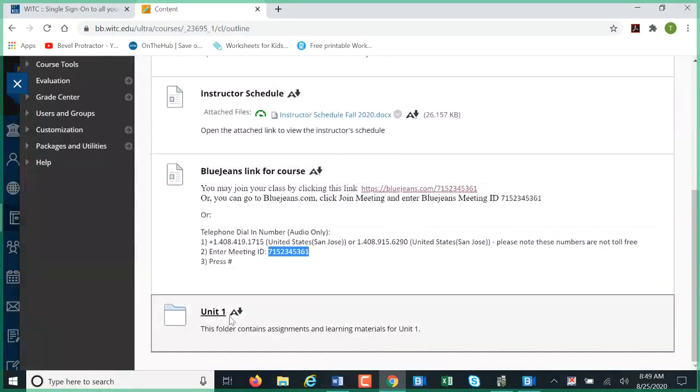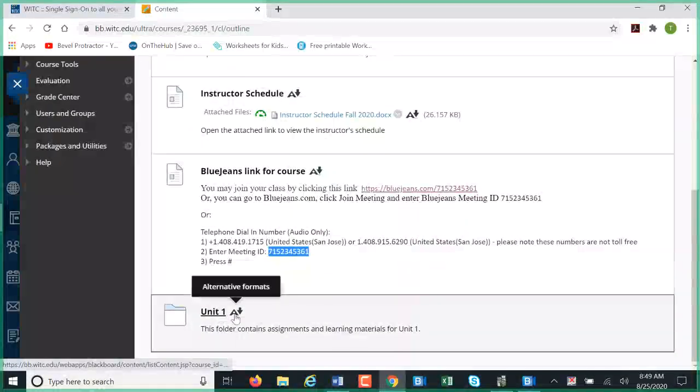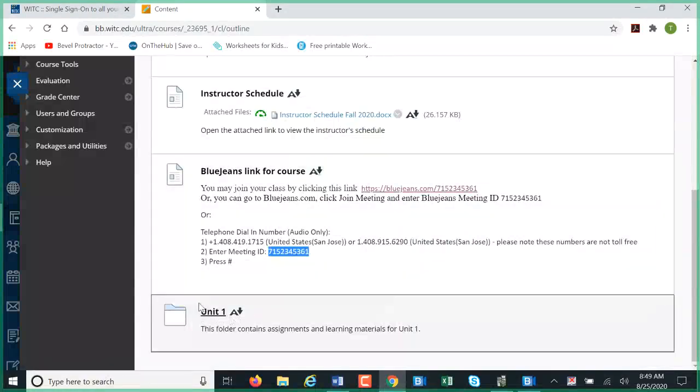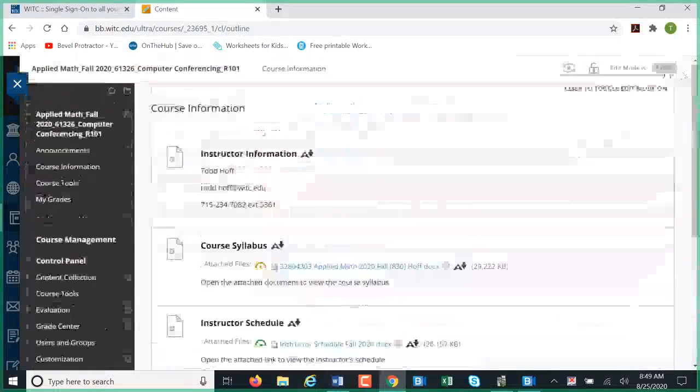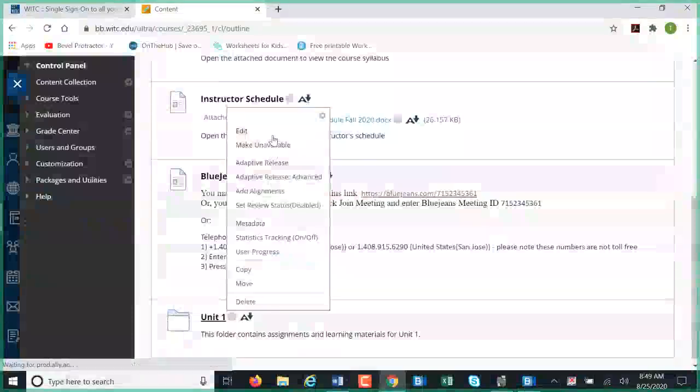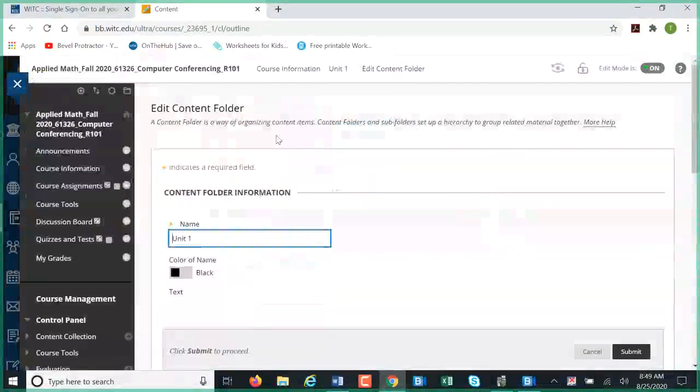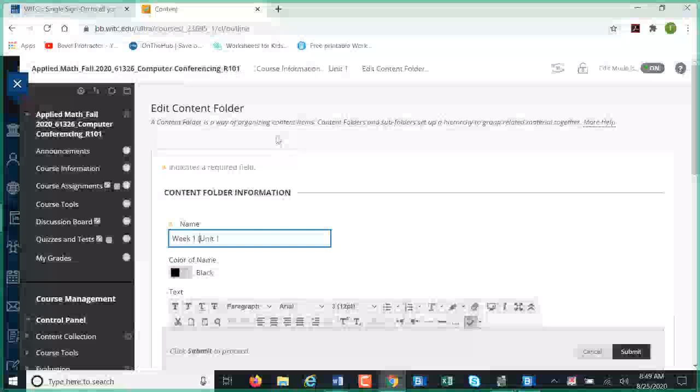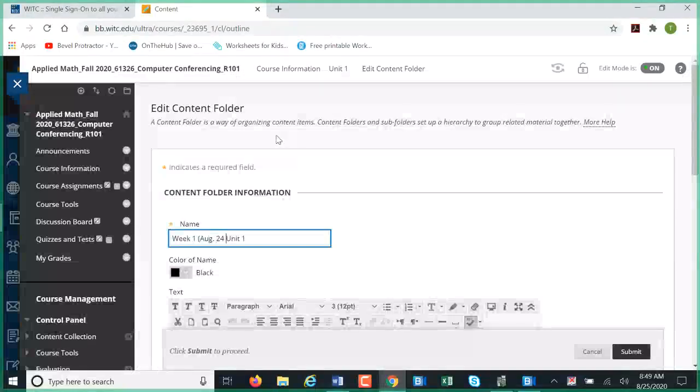And then down at the bottom of the page here is where we're going to have all the content for the semester. I will change this at some point. Actually, I'll do it right now. This won't say Unit 1, it'll say Week 1. And all of our content for Week 1 is going to be in there.